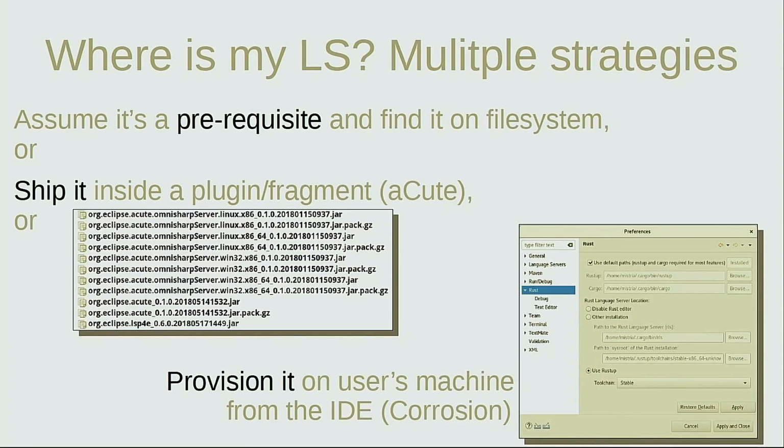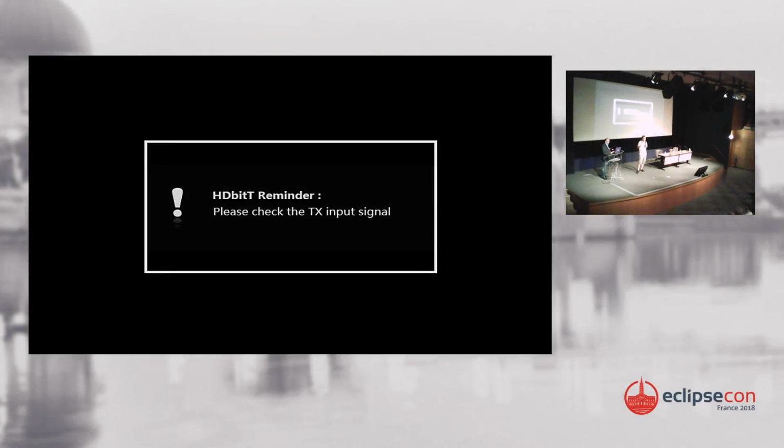The language server can be provided in many ways. It can be considered as a prerequisite on the workstation or shipped with the plugin. It can be shipped as a plugin inside your plugin like Qt does. Or you can have inside your tool, like Corrosion, a dedicated wizard to provision your language server and automatically install it on your workstation.